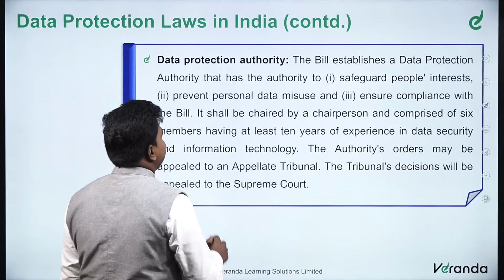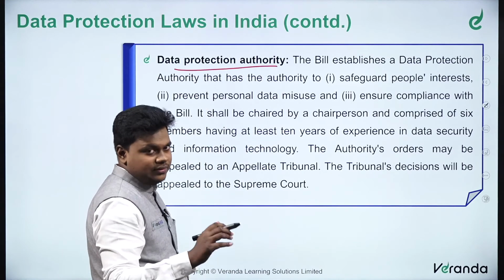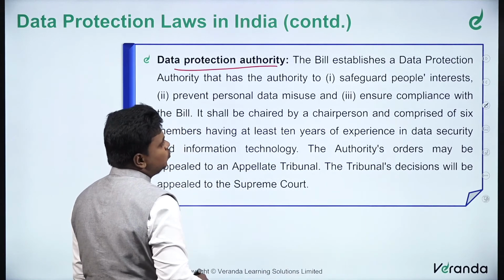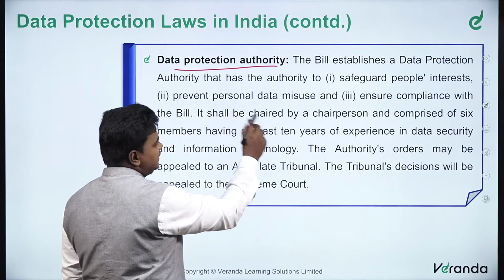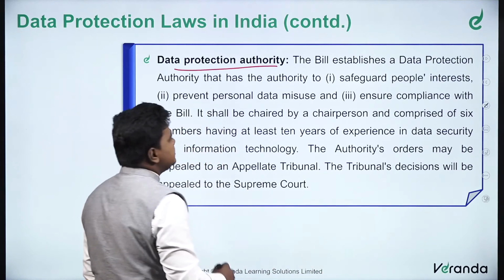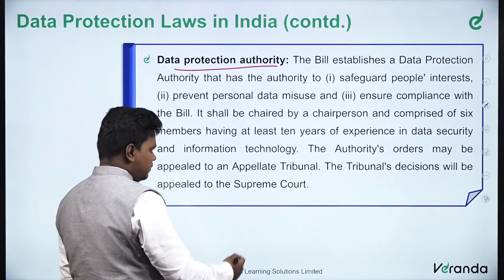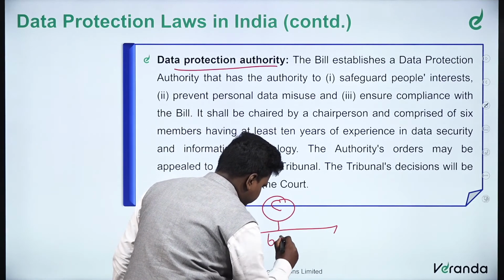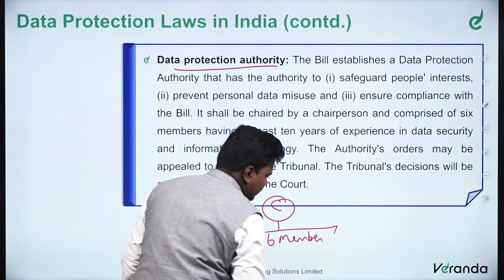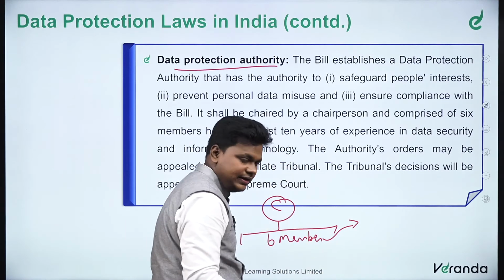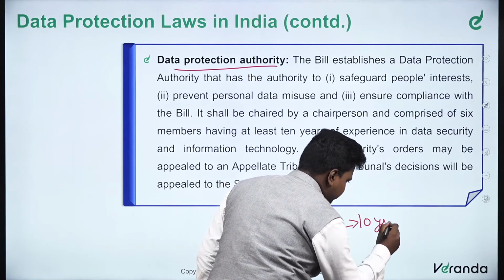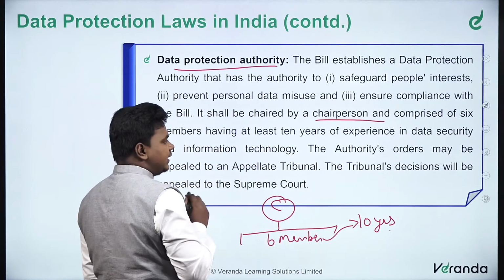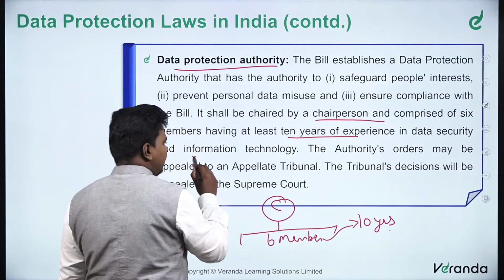Further, let's see about the data protection authority. So what is the authority the bill was actually referring to? The bill established a data protection authority that has the authority to safeguard people's interests, to prevent personal data misuse, and to ensure compliance with the bill. It shall be chaired by a chairperson and comprised of 6 members. So there will be a chairperson along with 6 other members. They will have about 10 years of experience in data security and information technology.